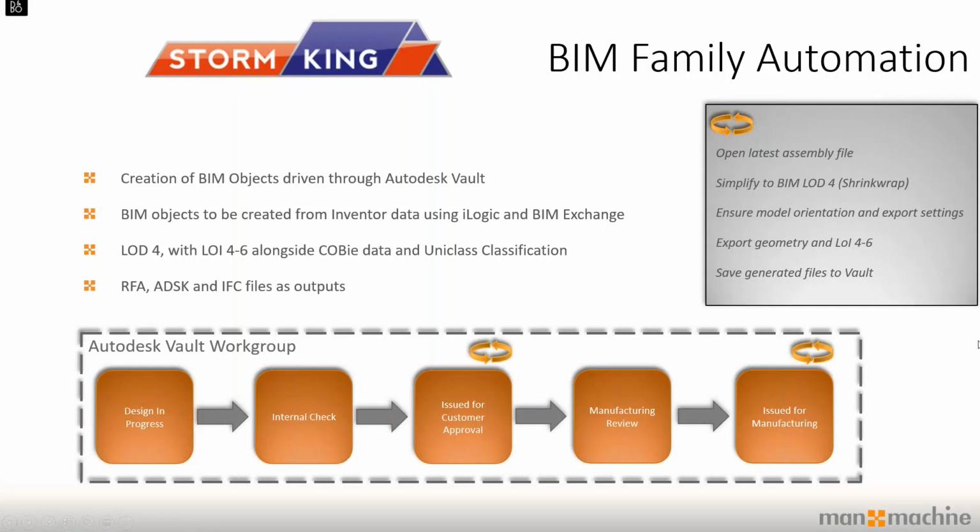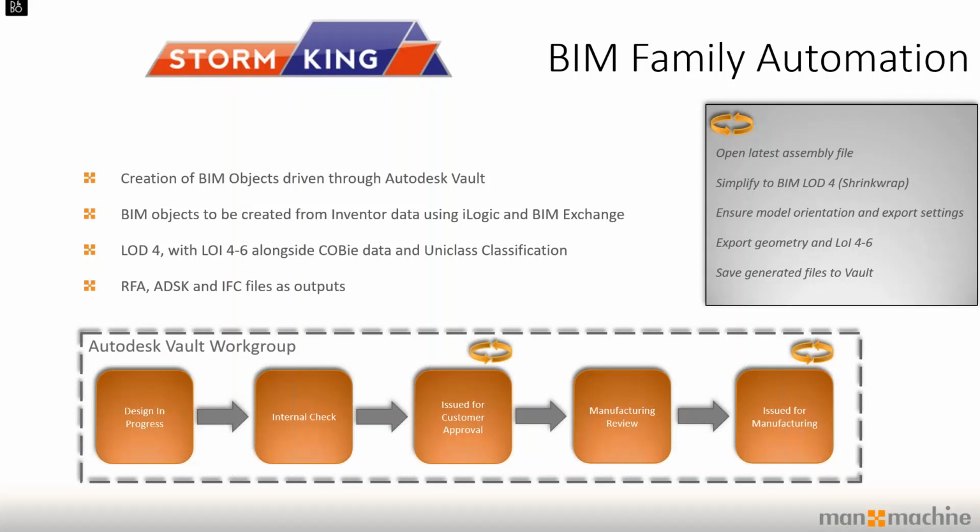It would then simplify it, so doing a shrink wrap within Inventor, and it would ensure the model orientation and export settings were all correct for the BIM export. It would then export the geometry and all the levels of detail, adding in all the BIM compliancy, so all the information, the parameters and properties that are required for a BIM model to be BIM compliant. And then it could come back for manufacturing review.